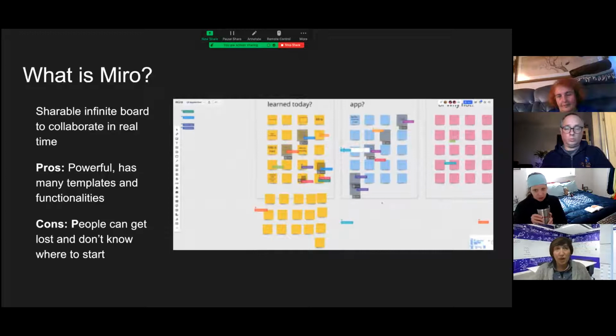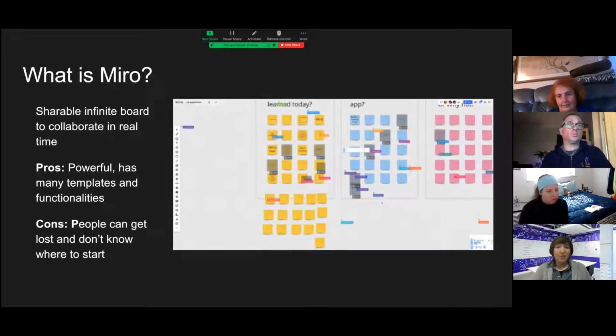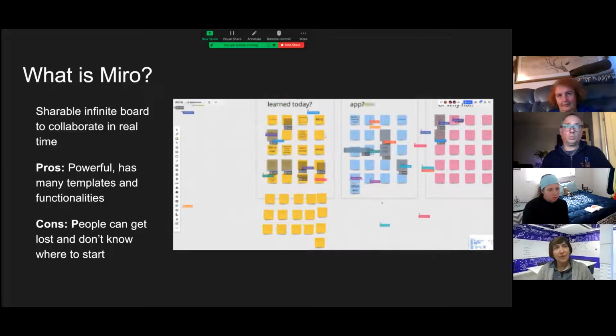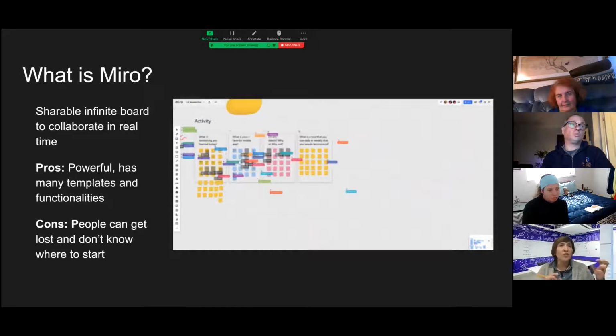For instance, you can even run an agile retrospective on Miro. They have a voting system, a timer and many different functionalities. So it's really great for real-time interaction. But the downside is that because it's an infinite board, an infinite canvas, people can get lost and don't know where to look.